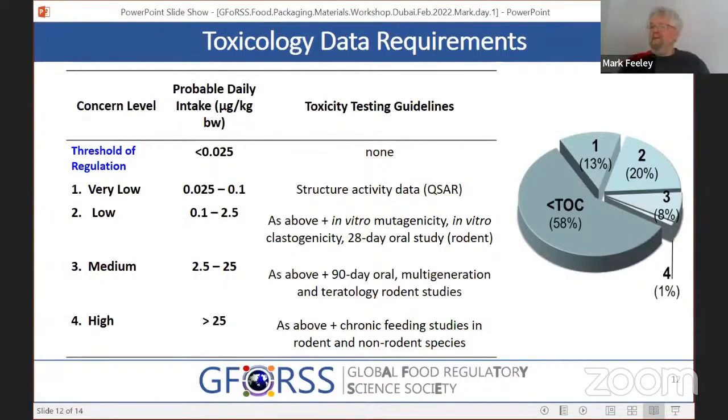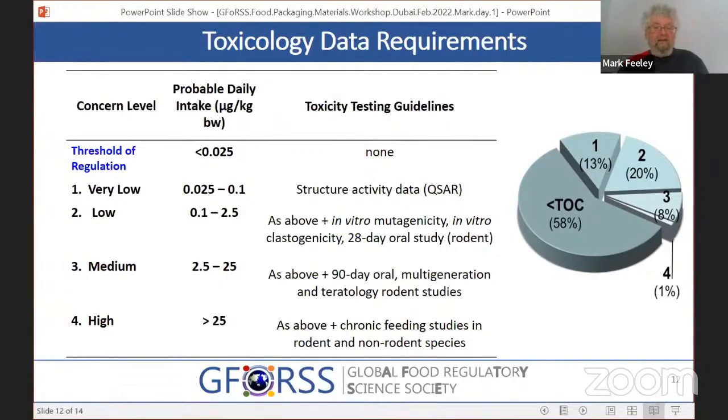So this is an idea that was initially proposed back in 1967, that the toxic properties of a chemical are directly related to its structure. Initially, a large number of chemicals were defined, almost 500, where there was a full toxicology data requirement. These could be subdivided into categories based on structural activity.